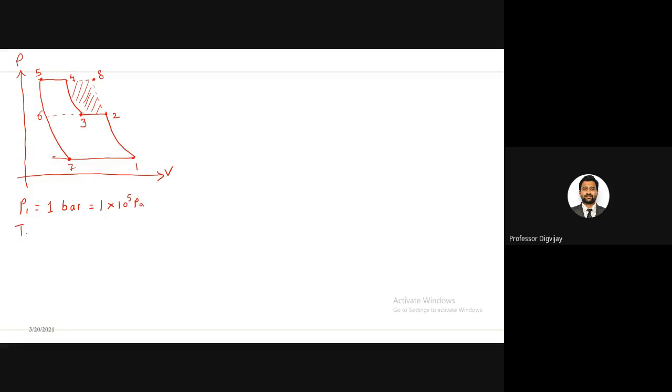Then temperature T1 is given, that is 20 degrees Celsius. So 20 plus 273, that will be in Kelvin. So 20 plus 273 will be 293 Kelvin. Okay. Then they have given the discharge pressure. So discharge pressure here is P4. So P4 is the discharge pressure. Then we have P2, which is the intercooler pressure, and then we have P1, which is the suction pressure.